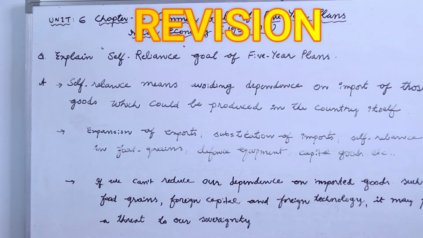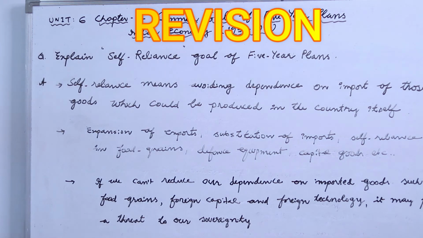Self-reliance implies avoiding dependence on imports of those goods which could be produced in the country itself. The goal of self-reliance was emphasized in order to reduce dependence on foreign countries, especially for food. This objective has many aspects such as expansion of exports, substitution of imports, self-reliance in food grains, defense equipment, capital goods and other essential goods.